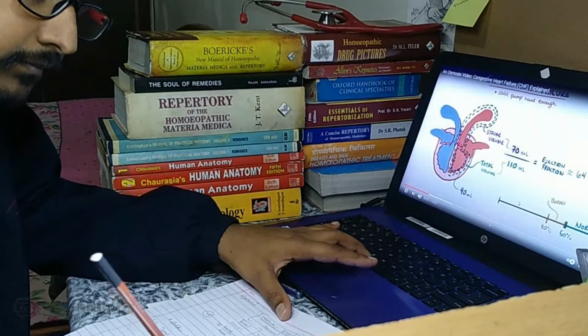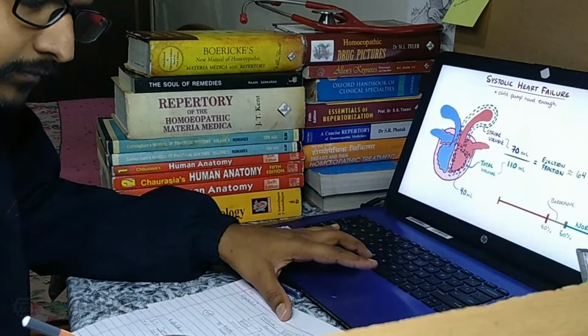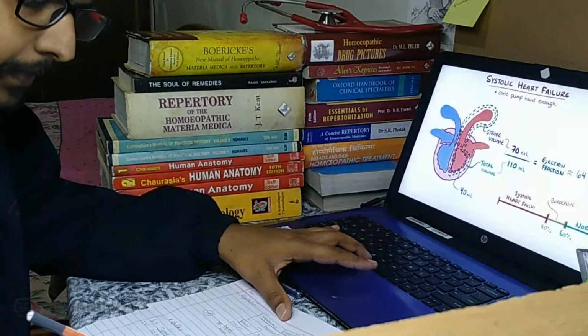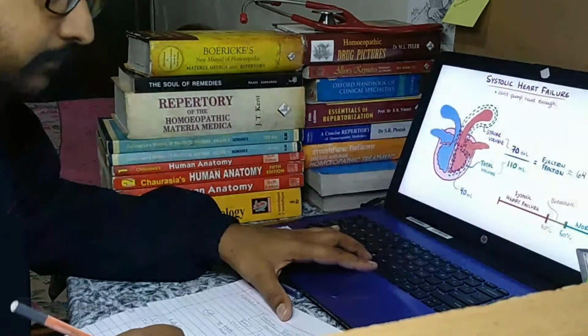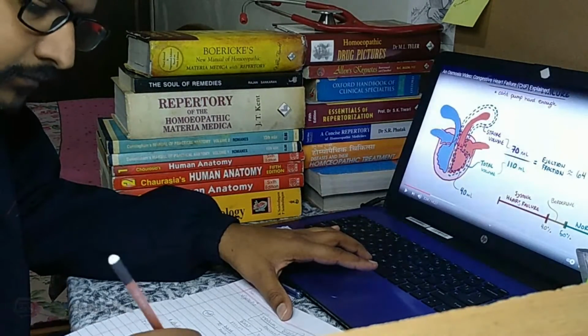would be considered borderline, and anything about 40% or less would indicate systolic heart failure, because the heart's only squeezing out a little bit of blood each time.